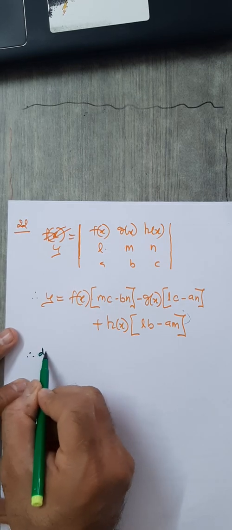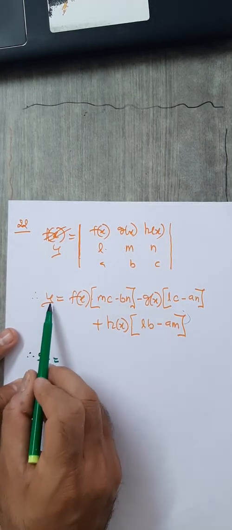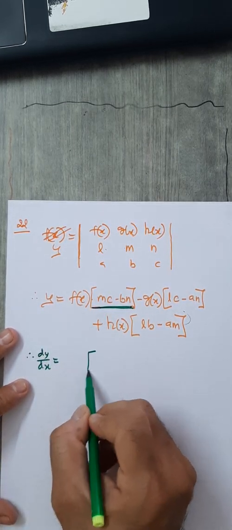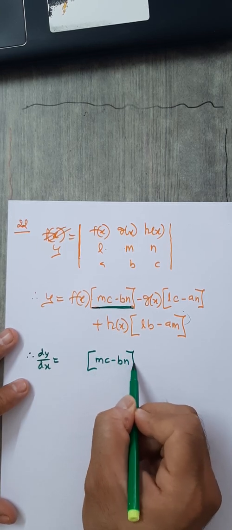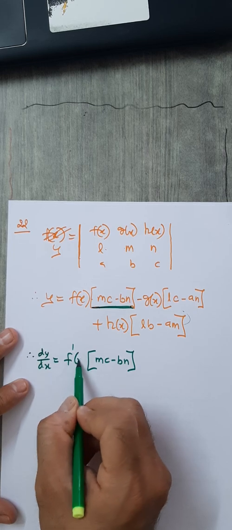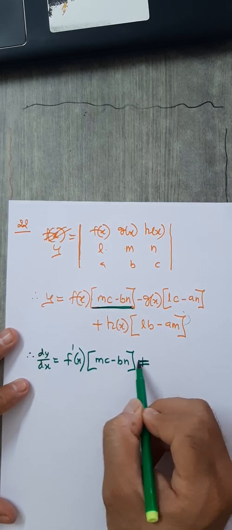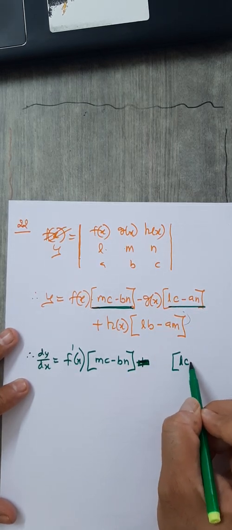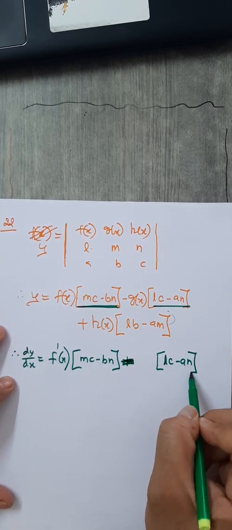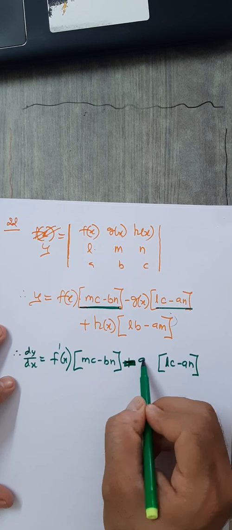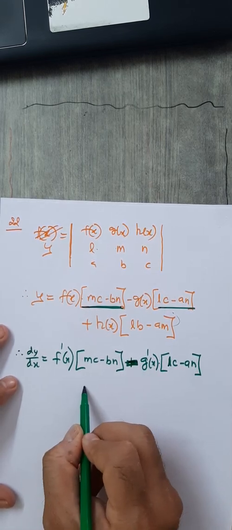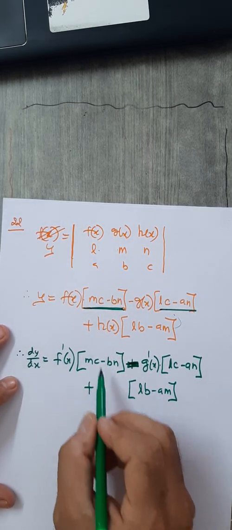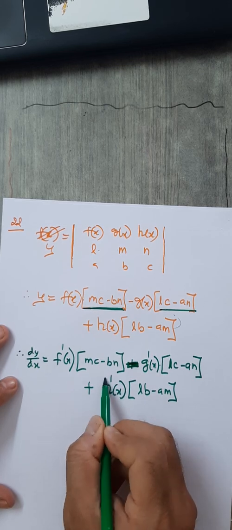Now we want dy by dx, which means differentiation of y with respect to x. So naturally this is a constant now. The bracket as it is, with the constant, and the function as it is, differentiation of f(x), which is f dash x, plus, here minus, this is constant, so lc minus an as it is, and differentiation of the function, which is g dash x, plus this is constant, so as it is. Why is it a constant? Because there is no variable, and differentiation of h, which is h dash x.